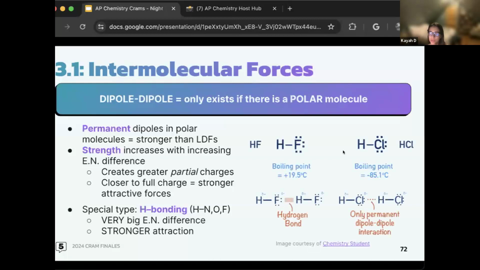So if you ever think of putting dipole-dipole down as a choice, in a multiple choice or in a free response, know that dipole-dipole and all the other forces cannot exist in nonpolar molecules. Nonpolar molecules only have London dispersion forces. And now going back to dipole-dipole forces, these are permanent dipoles in polar molecules. And they kind of stay there. They're not because of the polarizability of the molecule.